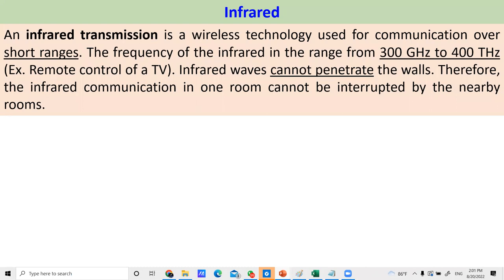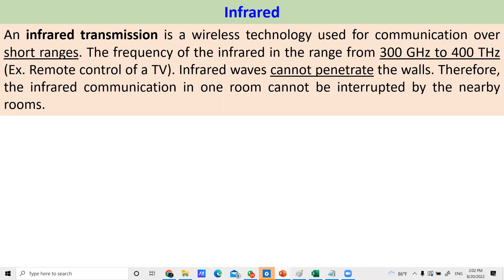But using the remote controller, there is no need to go near the TV. By standing at some distance, you can change the channel and do some other activities also. These things are possible because of infrared. Bluetooth is also another example of infrared signals.